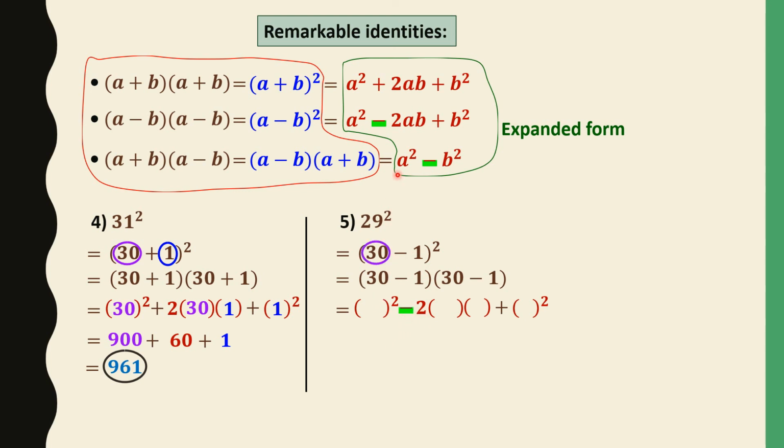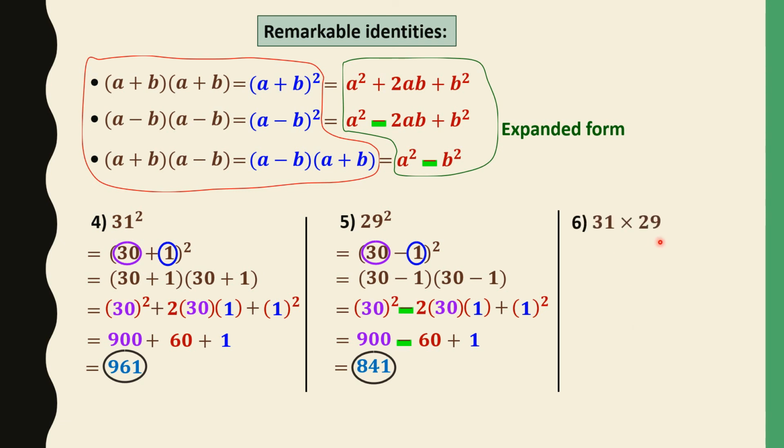Here a is equal to 30 and b is equal to 1. We write them between the parenthesis squared. Then we write negative 2 into 30 into 1. Now we calculate 30 squared, it's 900 minus 60 plus 1. 900 minus 60, it's 840 plus 1, it's 841.